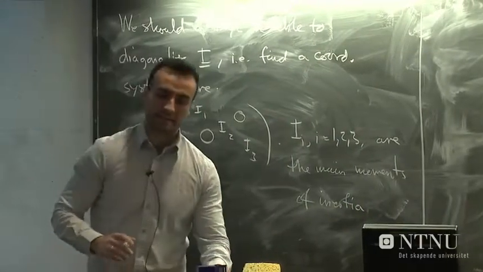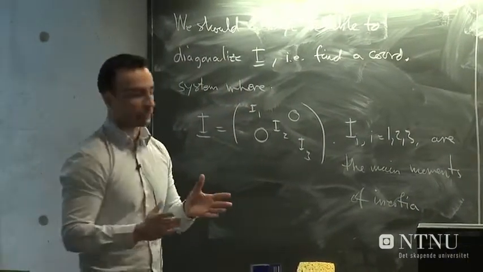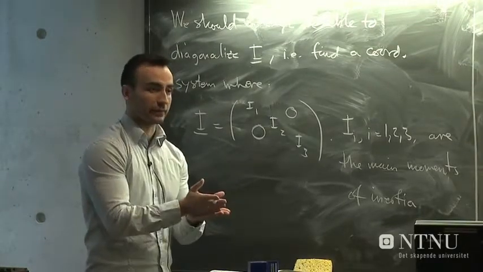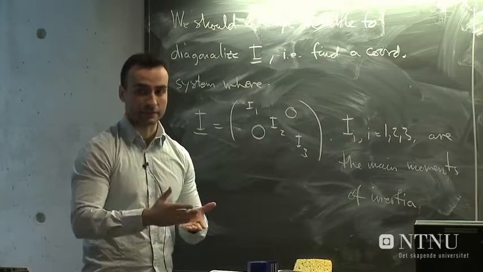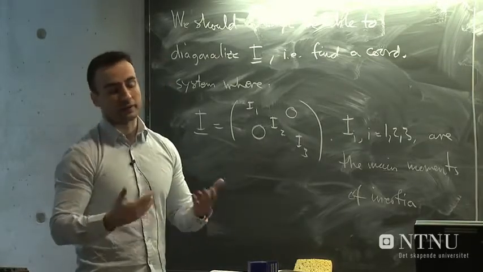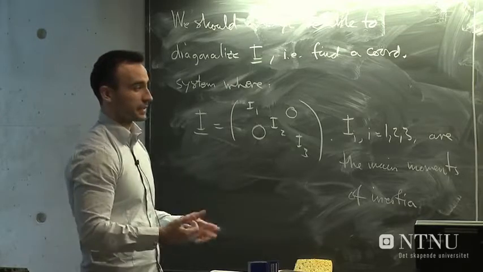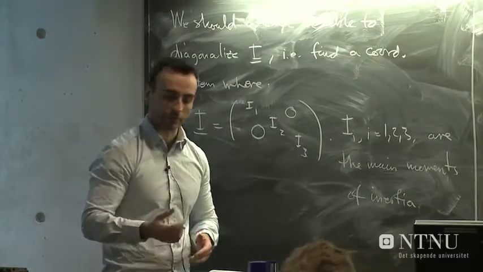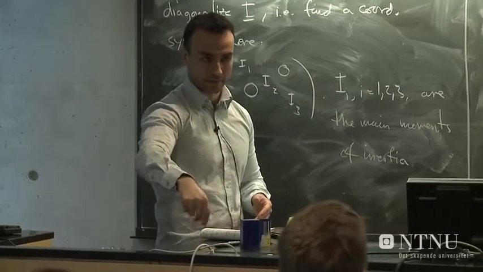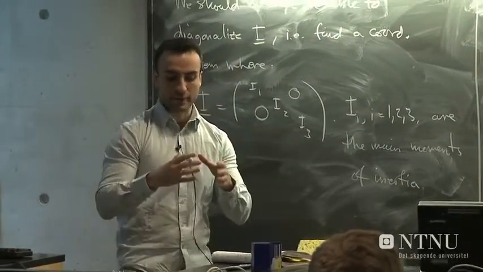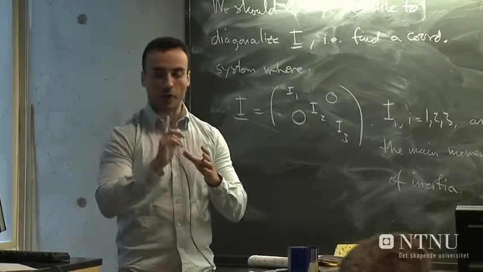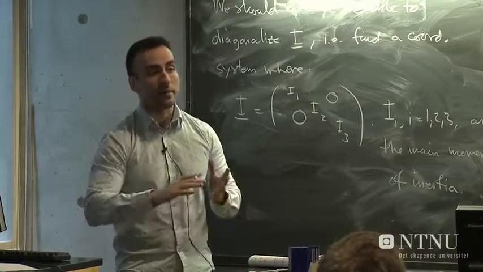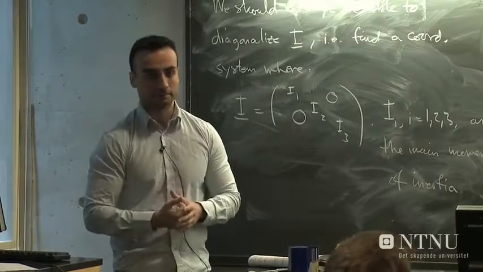Now, in some cases, it's more or less trivial to identify the directions that give these main axes for the moments of inertia. If you have a highly symmetric body, for instance, like a top, you know a top? Like one of these things you spin and then it starts spinning. It has a special symmetry, which means that if you put one axis just through the middle of it, that should be one main axis of moment of inertia.